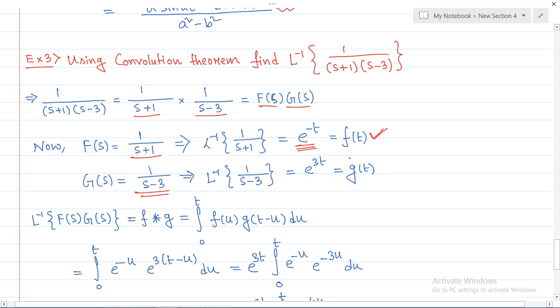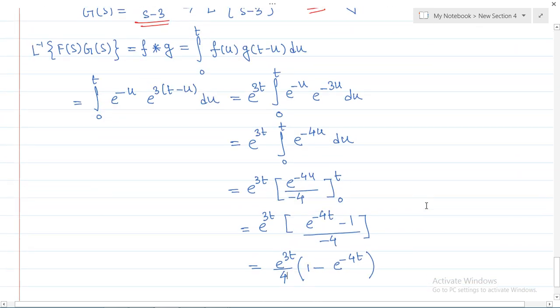What is the L inverse of 1 by s minus a formula? That is equal to e power at, because all of you know the Laplace transformation of e power at is 1 by s minus a. So using this only we can calculate ft as well as gt. Again I am telling, whatever your ft or gt, you can choose by yourself, that is immaterial. Now let us calculate L inverse of Fs into Gs.